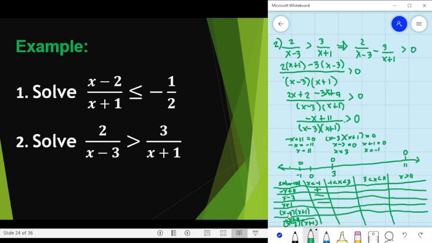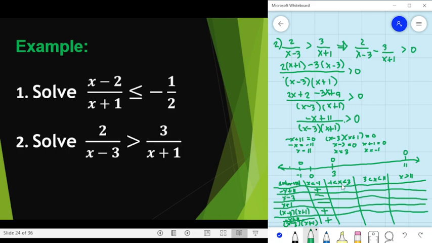After that, x minus 3 times x plus 1: you multiply the two. Negative times negative is positive. And then you put it over, so positive divided by positive equals positive.